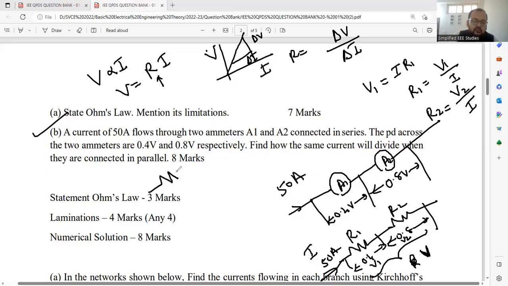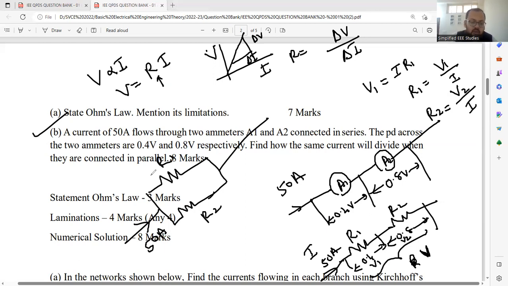Later, what you can do is connect R1 and R2 in parallel to ammeters. We are saying ammeter because it offers a certain resistance for R2. So like that, you can show that I is the total current. How much is the value of I? I is 50 amps. So let me call I1 the current flowing through R1. I2 is the current flowing through R2.